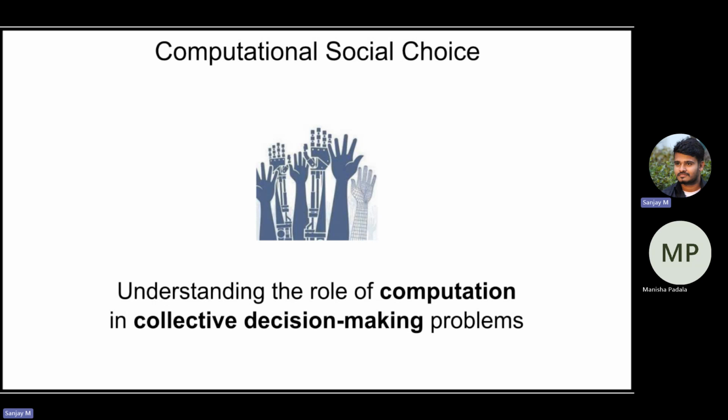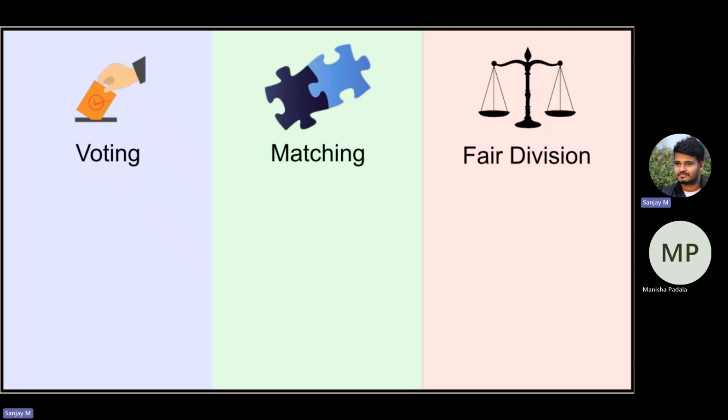So social choice is a subfield of economics, which talks about making collective decisions, right, based on people's preferences. So decisions that affect the society as a whole. And my goal is to understand what is the role of computation in such collective decision-making problems. Just to give a very brief overview, my research is basically divided into these three sections: voting, matching, and fair resource allocation or fair division.